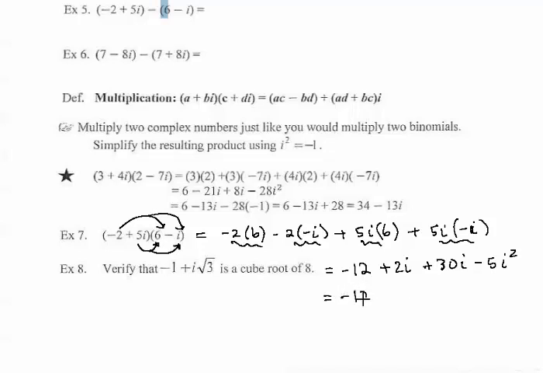So if we take another pass through this expression here, we can, one, combine the imaginary parts. 2i and a 30i would give us 32i. And then for this last term, we can replace the i squared with the -1, and so that now becomes a real part of our complex number. We have a -12, and here we have a plus 5. So in the end, we get a -7 plus a 32i.